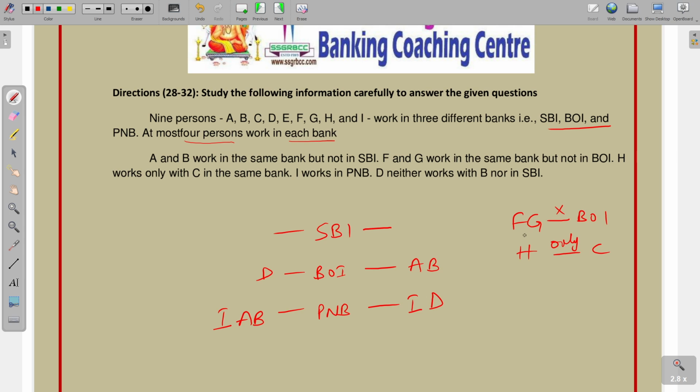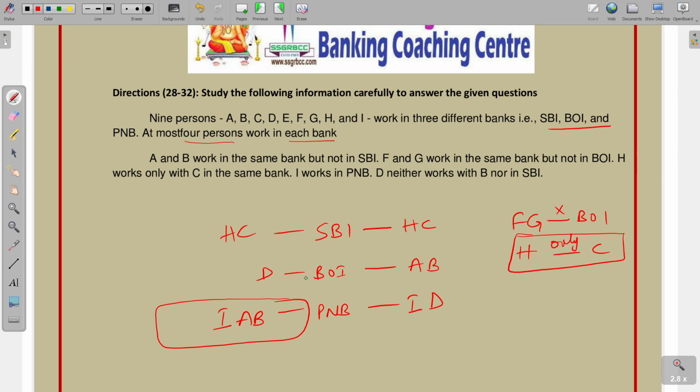So see, H works with only C. Only one possibility here: in SBI only H and C both are working. Remaining F and G work together but not in Bank of India. So see, in the first possibility in Punjab National Bank we are already getting 3. So here in SBI, H and C are already fixed.